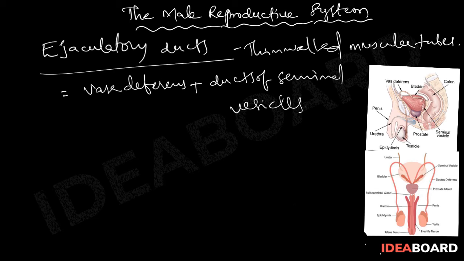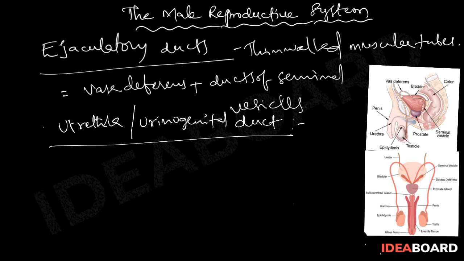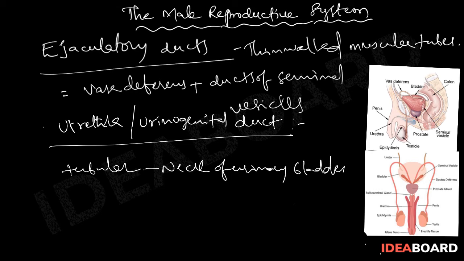The right and left ejaculatory ducts combine and join with the neck of the urinary bladder to form the urethra. The next part in the human male reproductive system is the urethra. The urethra is also called the urinogenital duct. The urethra is a tubular structure that arises from the neck of the urinary bladder, then combines with the ejaculatory ducts and opens at the tip of the glans penis. This urethra is a common passage for the semen as well as urine.